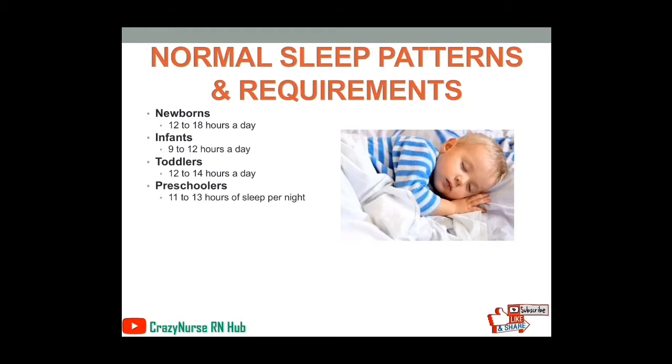For preschoolers, they are required to have at least 11 to 13 hours of sleep per night, particularly if the child is in preschool. For school-age children, they need 10 to 11 hours of sleep per night, but most receive less because of increased demands such as homework, sports, and social activities. They may also be spending more time at the computer and watching television.